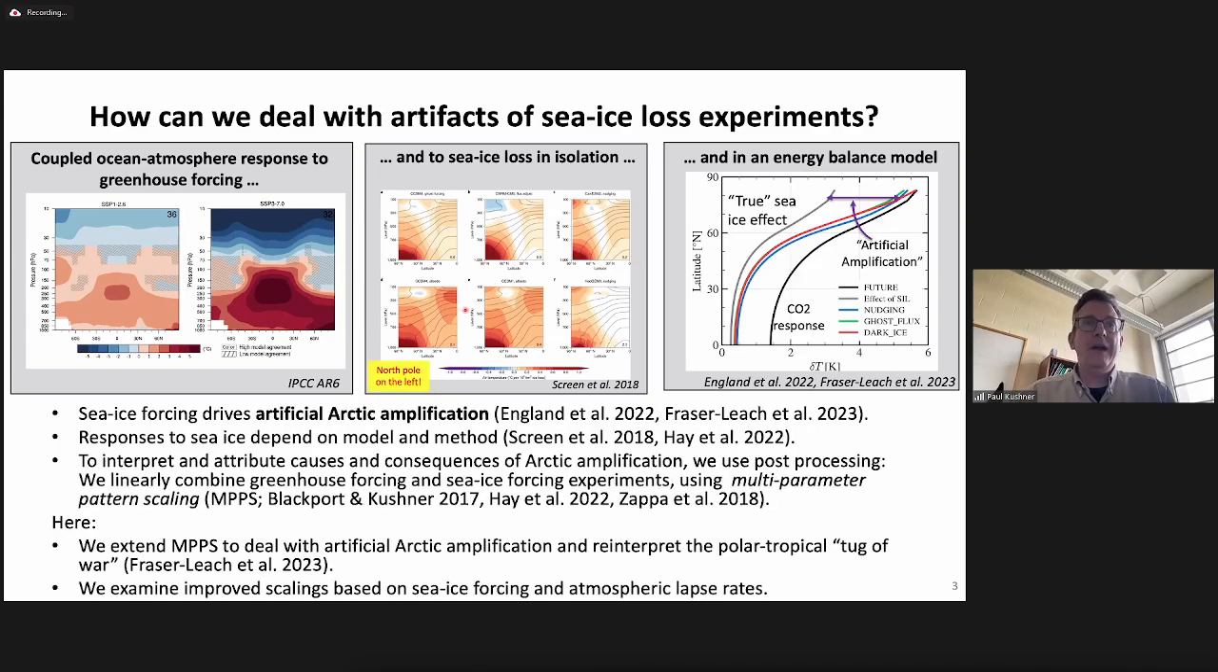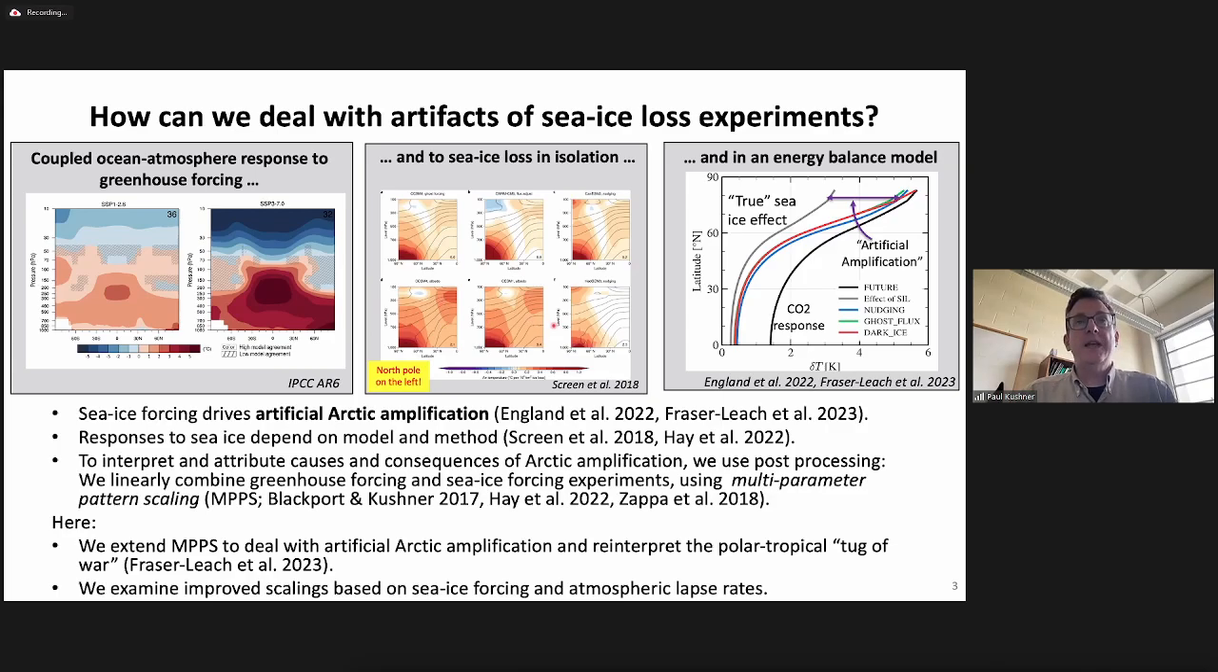Now, one clue I have to say is that in this slide here, the North Pole is on the left. This is a review paper in which several of these coupled ocean atmosphere sea ice experiments are done. So here, only sea ice has changed, nothing else, and we can go into the details. They don't really matter. The point is that sea ice loss in isolation triggers a certain amount of polar amplification, like we see in the full coupled runs of greenhouse forcing.